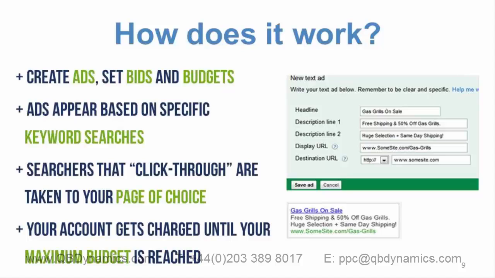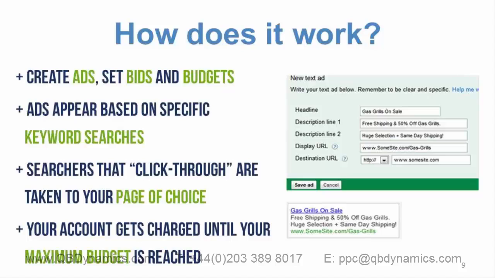Now as you can see here, this is creation of an ad inside Google's AdWords program. You can see how simple it is. You have a headline, you have a description line 2, display URL, which is the URL showing in the ad, and the destination URL, which is the actual location to which you're going to send the person who clicks on the ad. And this can be a little different from the display URL. Now it's a very, very simple process.